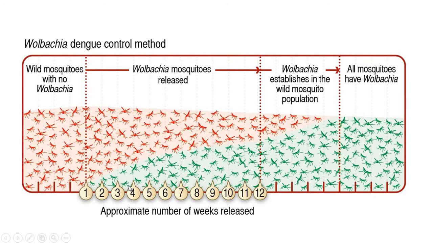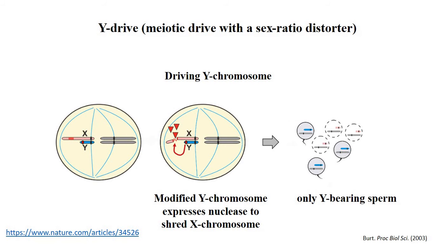You keep releasing over time, and these will start mating with these females, bringing down the population. So these females are not producing eggs, so there is no more population of wild type, and eventually all the mosquitoes have Wolbachia in the population. This is population suppression. The population is just coming down because the females aren't producing more eggs.